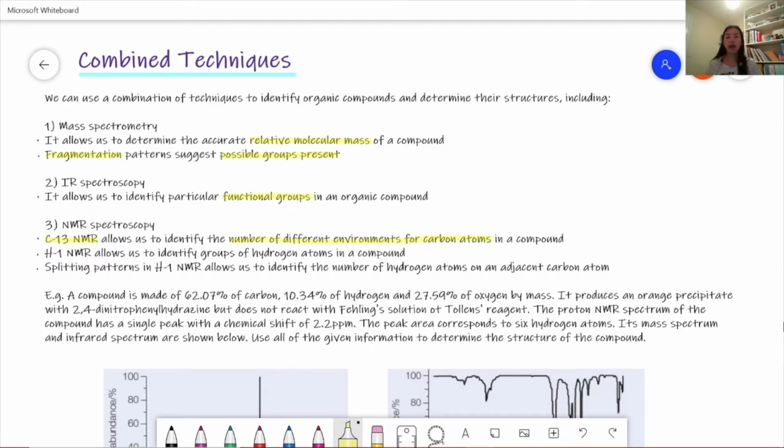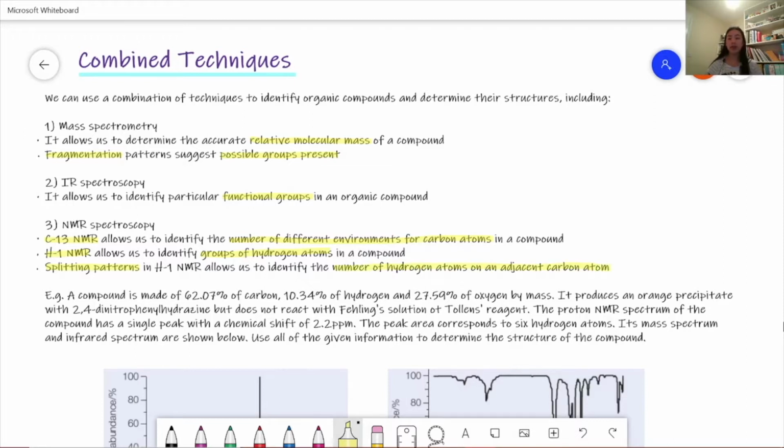And then we also have hydrogen-1 or proton NMR, which allows us to identify groups of hydrogen atoms in a compound. And another thing with the proton NMR is that we also get splitting patterns. And these allow us to identify the number of hydrogen atoms on an adjacent carbon atom.